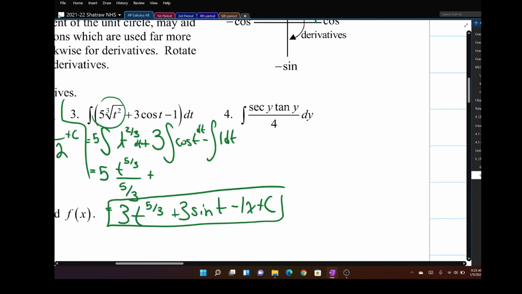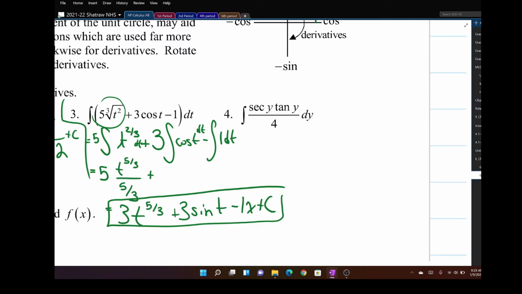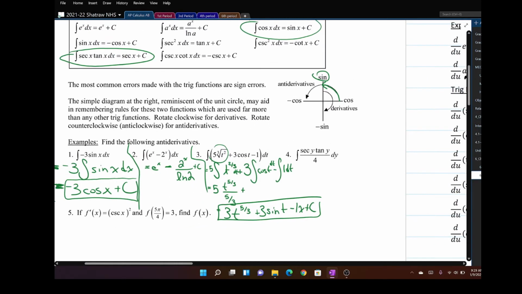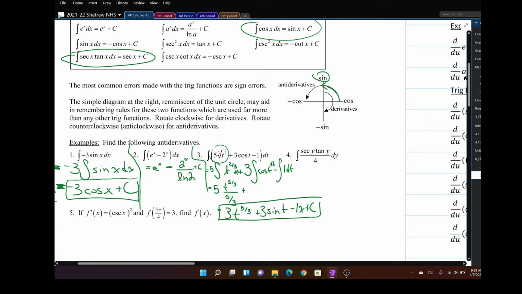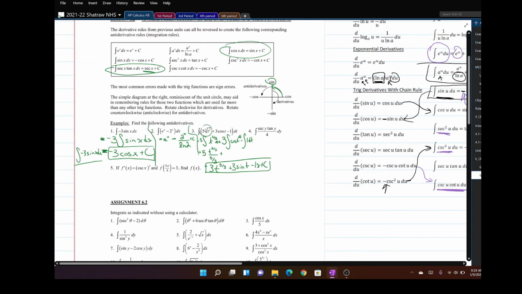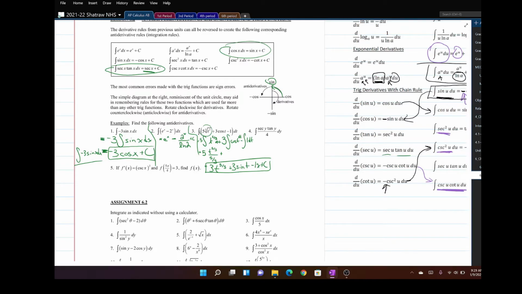All right. Number 4, we've got the integral of secant y tangent y. Think about it for a minute. If I take the derivative of something and I got secant and tangent, what did I take the derivative of? Yep, that's right. I took the derivative of secant. The derivative of secant is secant tangent. So if you see a secant tangent, you're going backwards. The backwards piece would be, ta-da, secant.